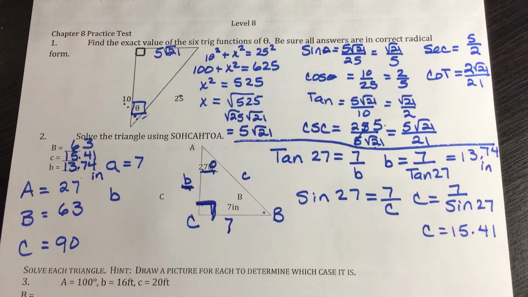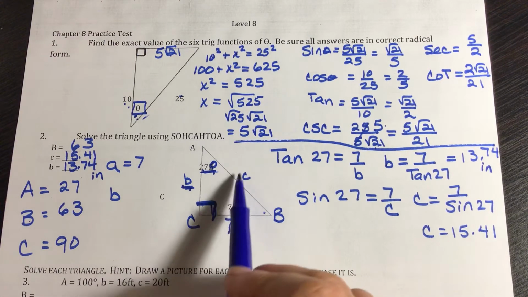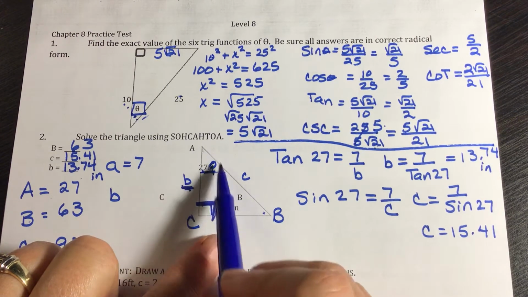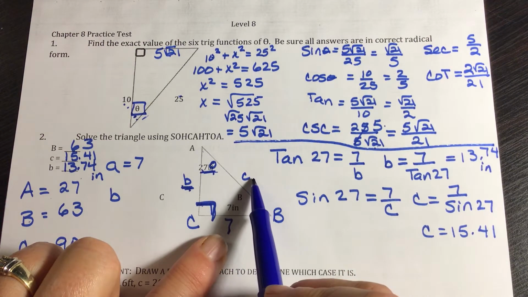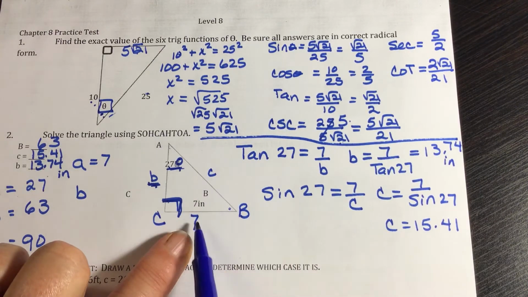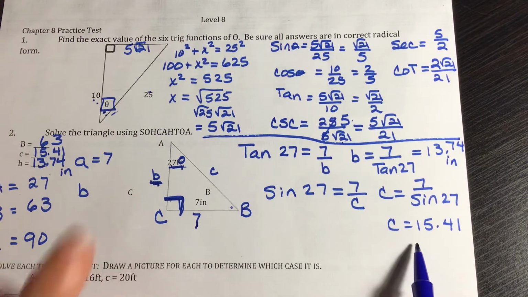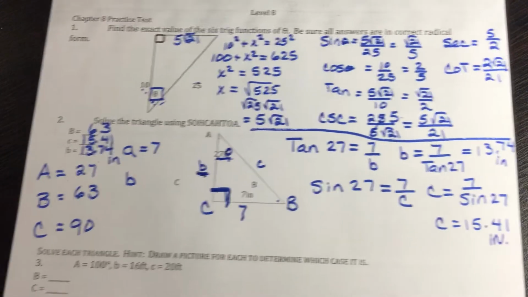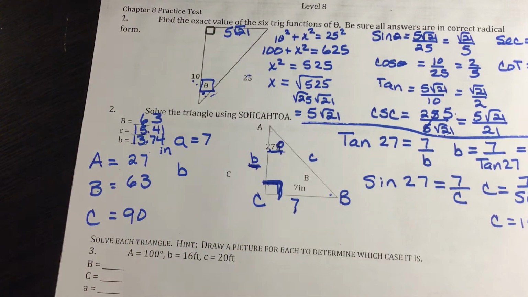Now if I want to find side C, the hypotenuse, I need something with 27 degrees as my angle, opposite and hypotenuse, and that would be sine. So sine of 27 is opposite 7 over c. If I solve for c, I get c equals 15.41 inches. All right, so now I have all three sides and all three angles.